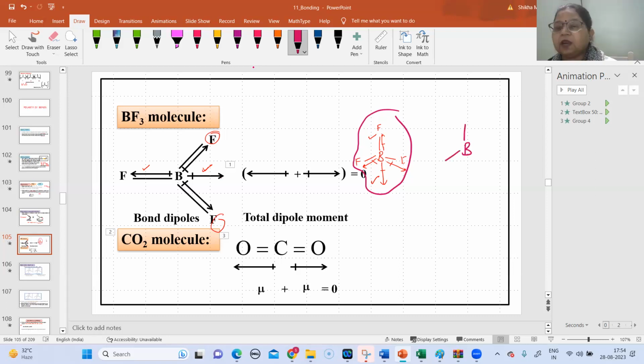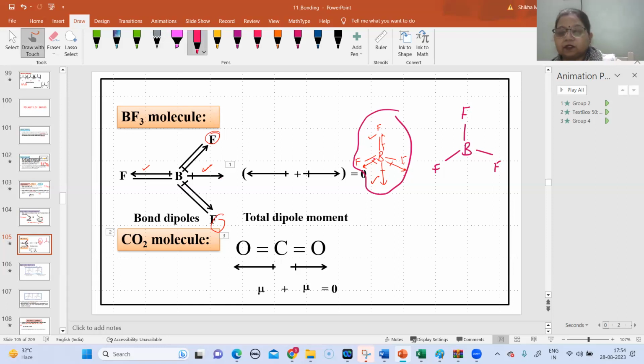Okay, I'm explaining it step by step. Then please check me and tell me which step you are not able to follow. This is the BF3 molecule. We did it in VSEPR. It has three electrons in the valence shell. Its shape is trigonal planar, right?